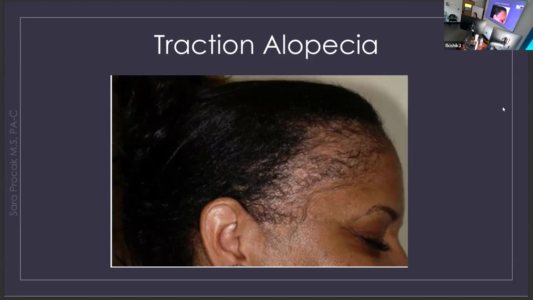All right, and with that, you can see hair loss. Usually you'll have retention of the frontal hairline. This is called fringe sign, where this remains, but then behind that you have more diffuse hair loss. Now, the presentation is going to be variable depending on what your patient is doing with their hair. If they only have braids on one side of their head, they're only going to have traction there.